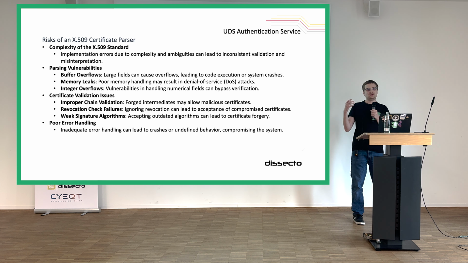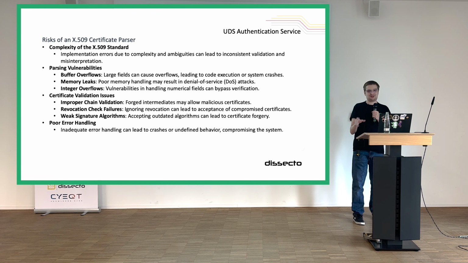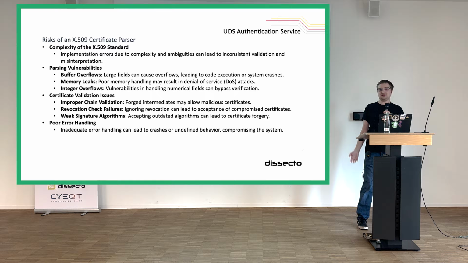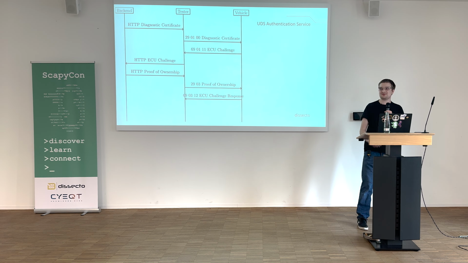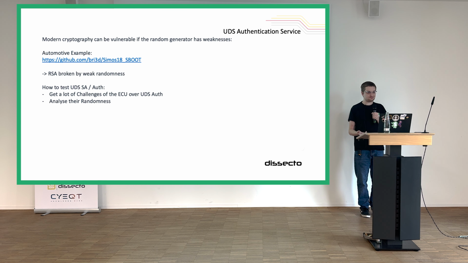For example, you should never use a certificate if the signature is not correct. Or, even this is the standardized procedure, what happens if you send proof of ownership first? How does the ECU react to that? An additional thing is how does the proof of ownership work? How does the challenge of the ECU work?